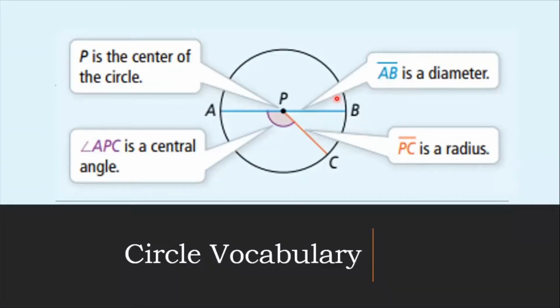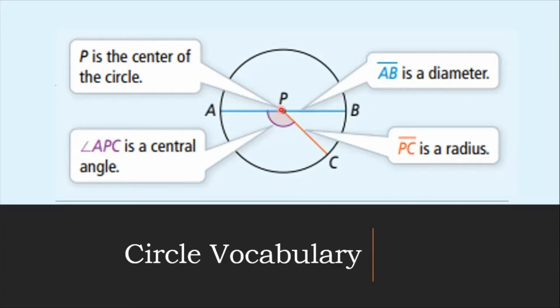To start off, we're going to talk about what a circle is. A circle is defined as the set of all points that are equidistant, the same distance away, from a point in the middle that we call the center. In this circle, P is the center.